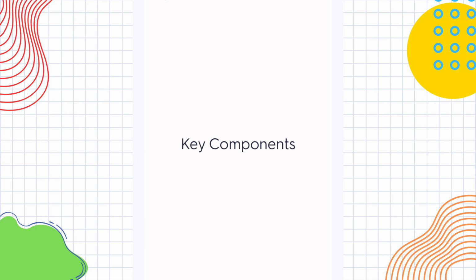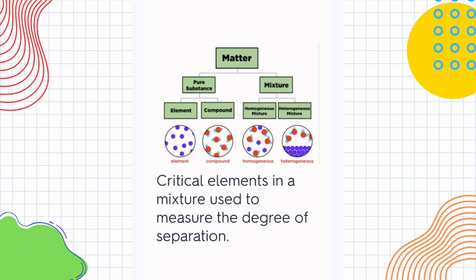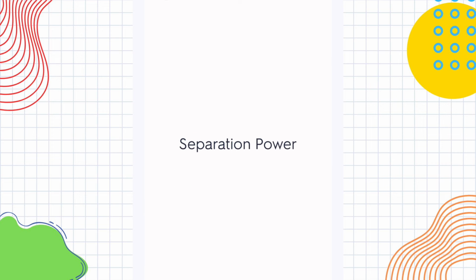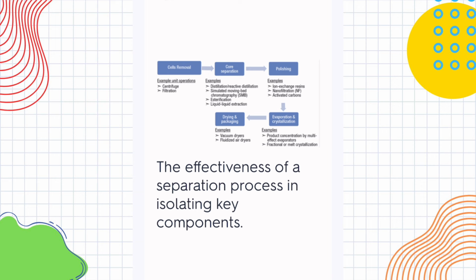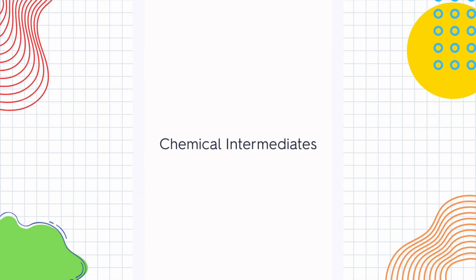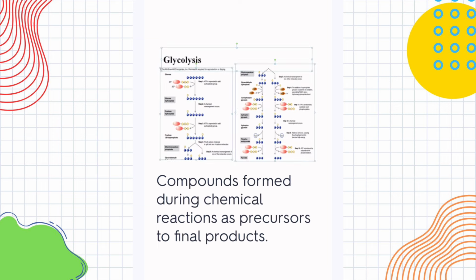Key components. Critical elements in a mixture used to measure the degree of separation. Separation power. The effectiveness of a separation process in isolating key components. Chemical intermediates. Compounds formed during chemical reactions as precursors to final products.